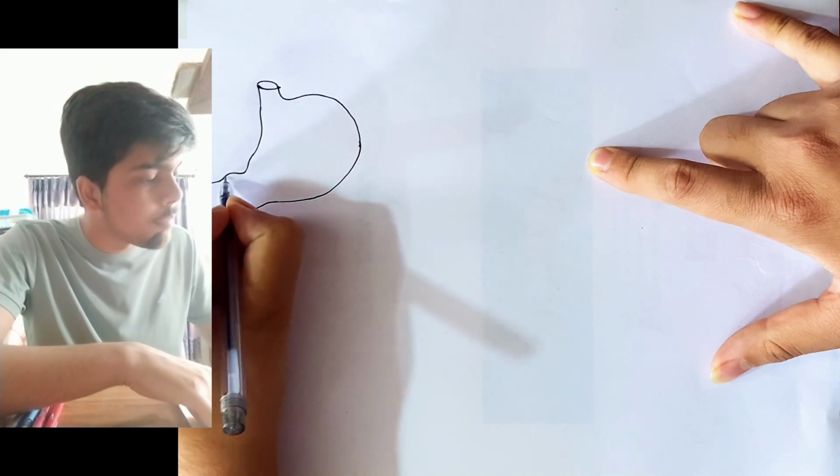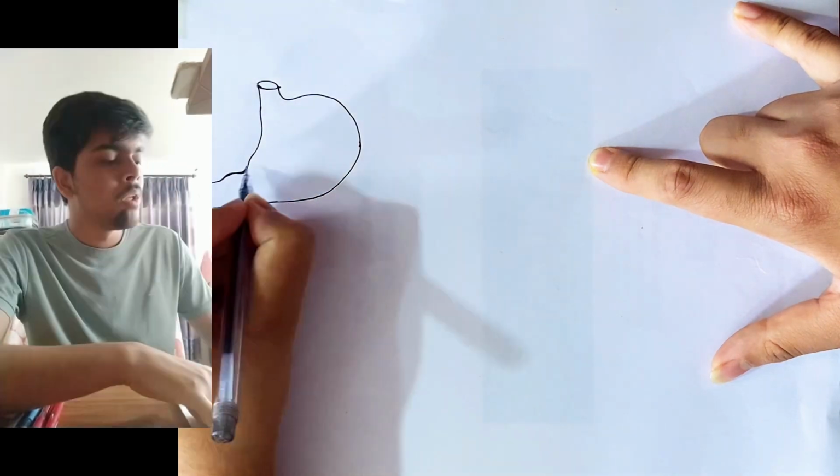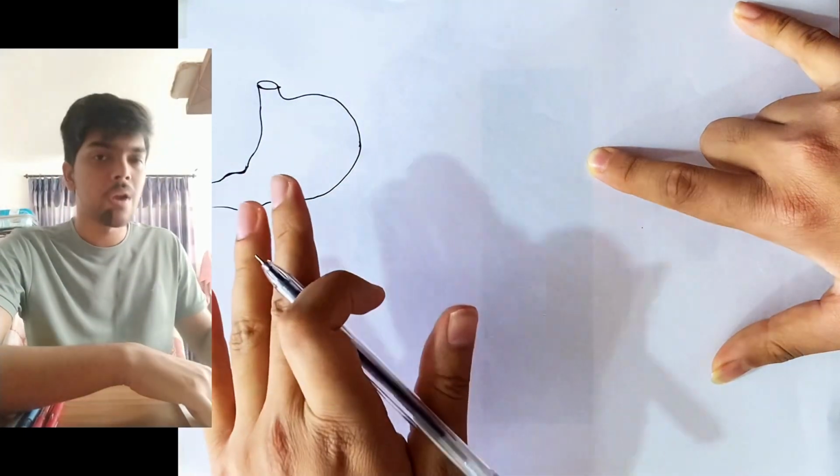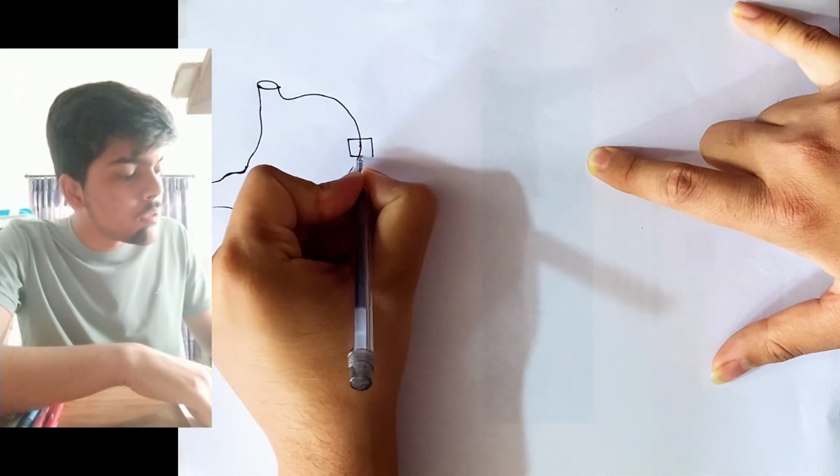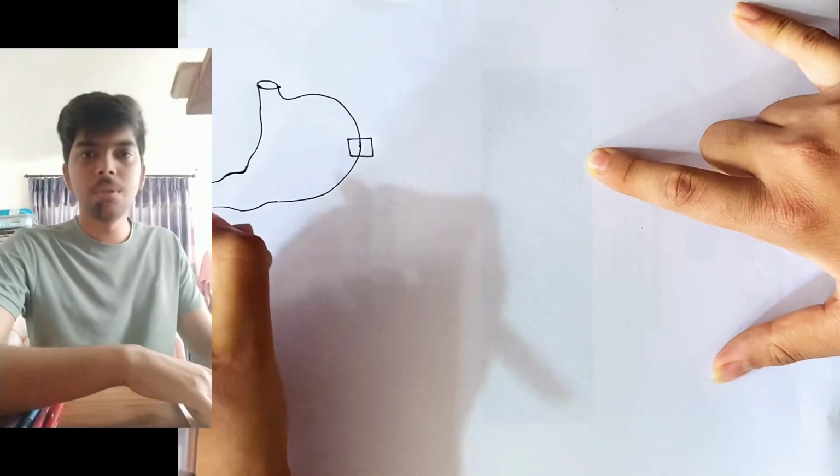Okay, I messed up the pyloric region, but that's fine. Because what I really want to show you right now is the wall of the stomach. So this right here is a typical human stomach.